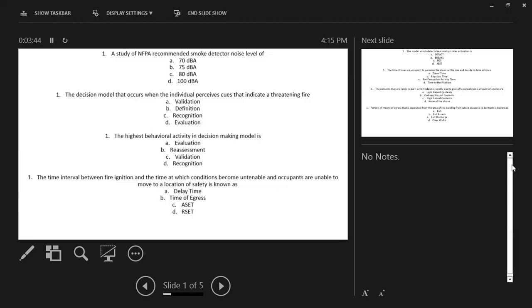Here, it's providing you an interval, two different incidents. The first is the time of fire ignition. The second piece of information is where the condition becomes untenable for the people and the occupants are still not at the location of safety. If you read them carefully, these two intervals define two phenomena: either the available safe egress time or the required safe egress time.